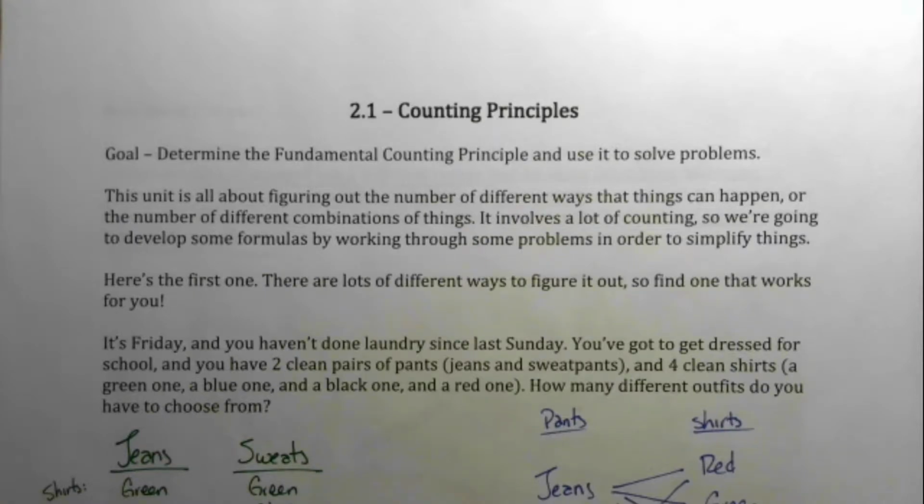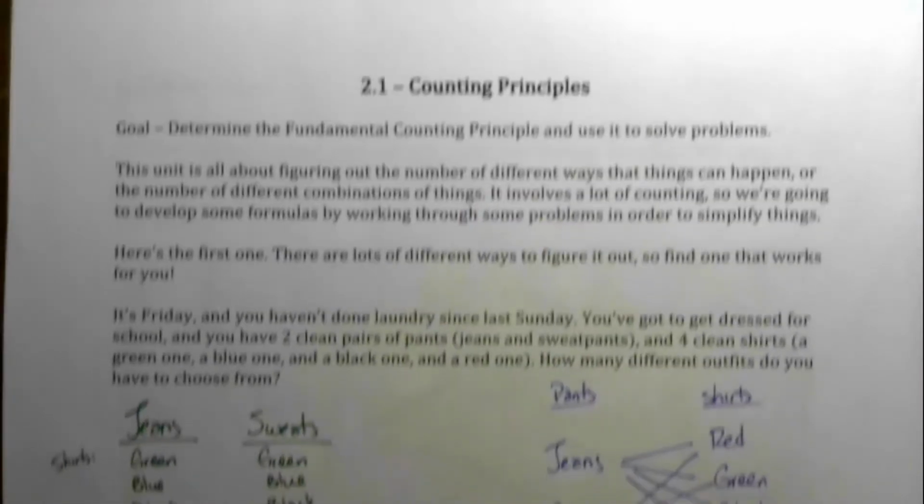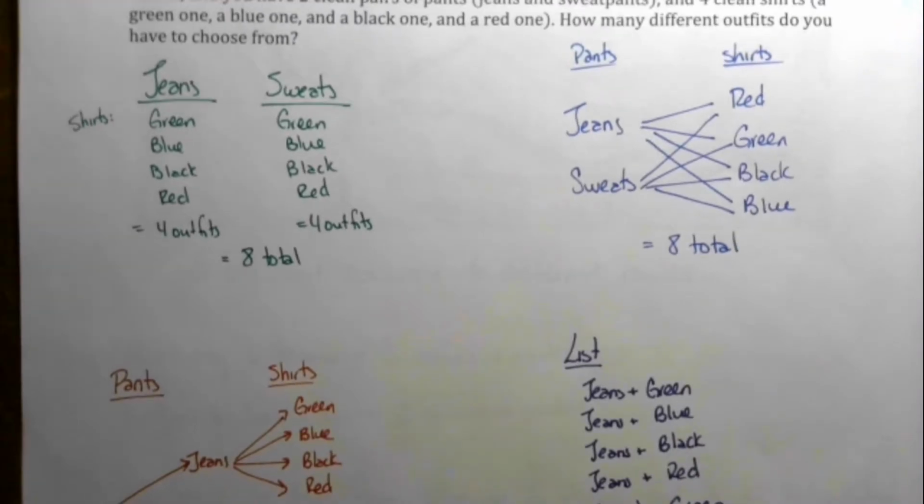So this one says it's Friday and you haven't done laundry since last Sunday. You've got to get dressed for school and you have 2 clean pairs of pants and 4 clean shirts. They're all different colors. How many different outfits do you have to choose from? So each one of these colors is a different way of solving this.